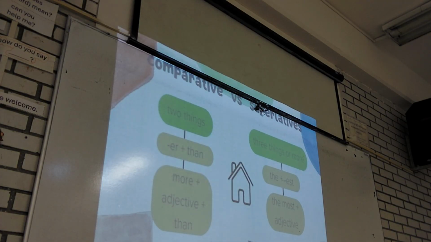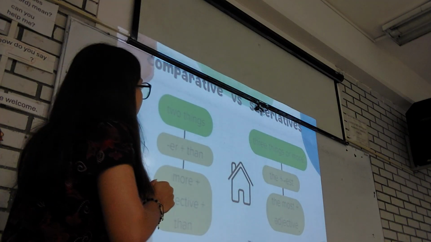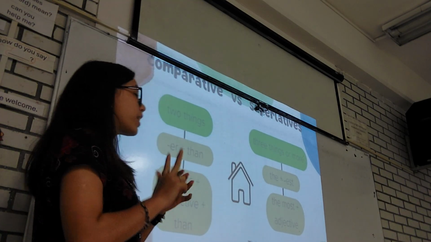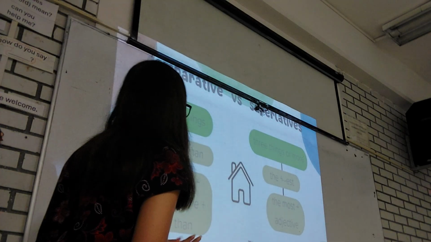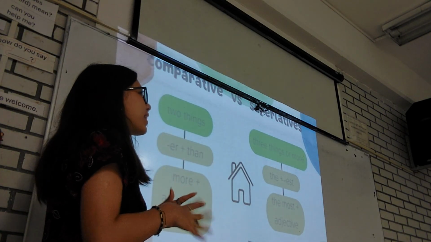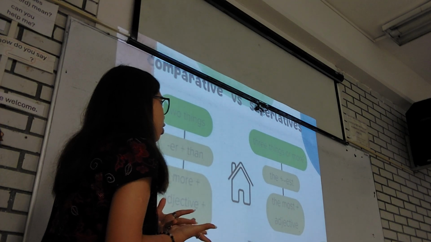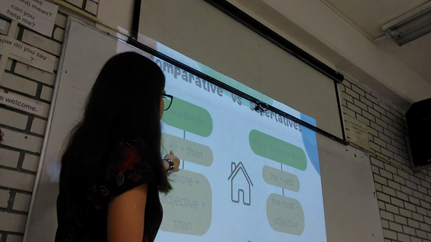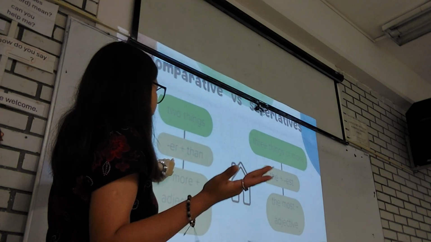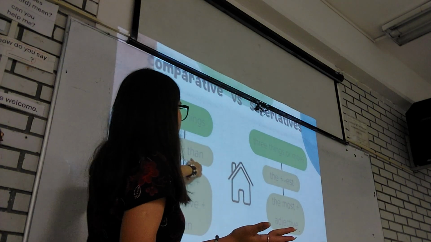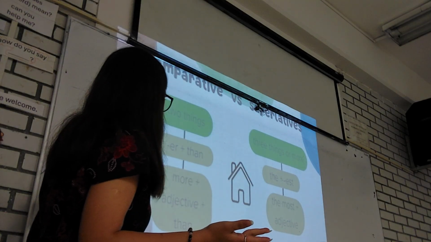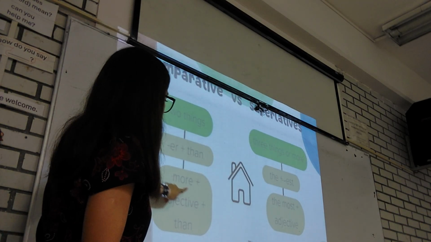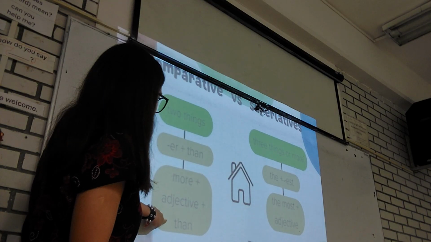Then we have a little explanation. First of all, we have the comparative adjectives. That is when you only have 2 things. And to make the form of these kinds of adjectives, you have to put the er at the end of the word, and then you put than. So how you're supposed to do the phrase is more plus adjective plus than.